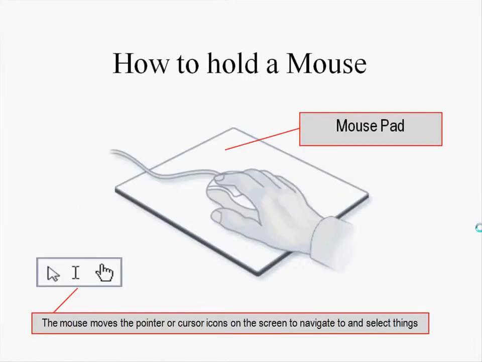You hold the mouse by laying your hand gently over it. The illustration shown here is for a right-handed person. And when a right-handed person lays their hand on the mouse, their index finger falls naturally on this left button area of the mouse. Now, for a left-handed person, it would be, say, the ring finger that would fall over the left button.